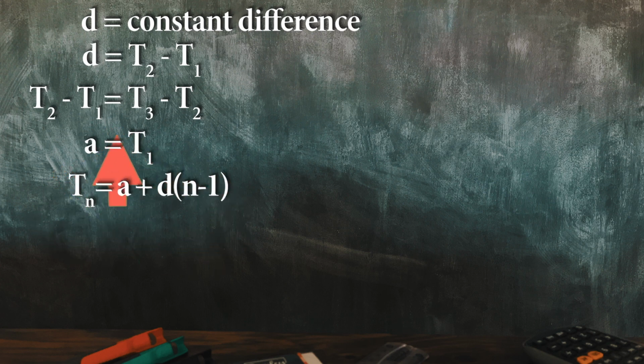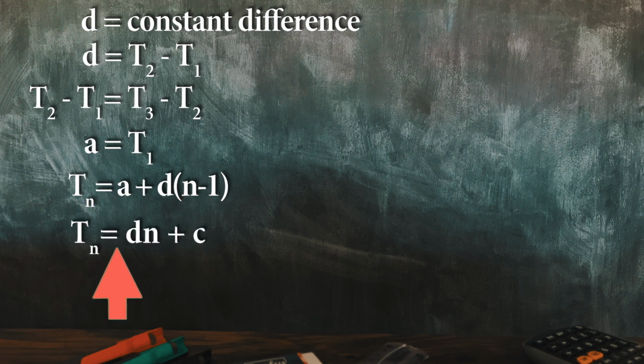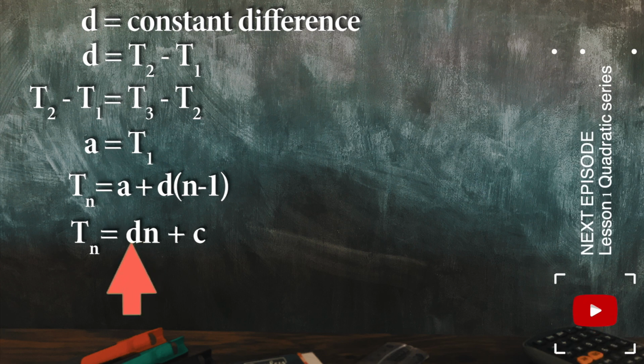Then we learned about this formula. Tn is equal to a plus d in brackets n minus 1. We use this formula to calculate the general formula, and we can also use this formula to calculate any term's value as well as the position of any term. Then this formula here is the general formula. When it is in this form, we know that the coefficient of n will be the first constant difference.